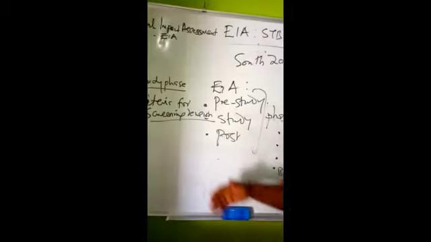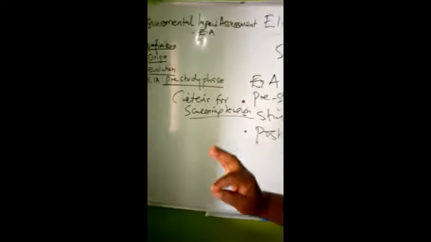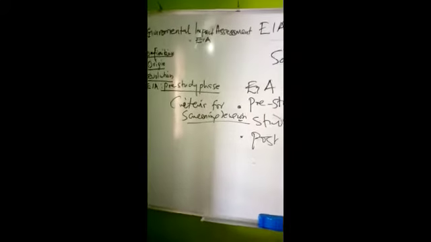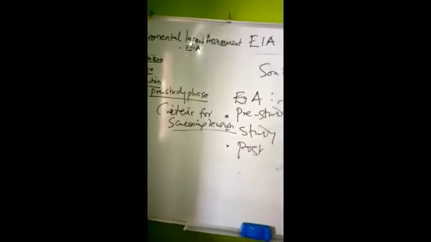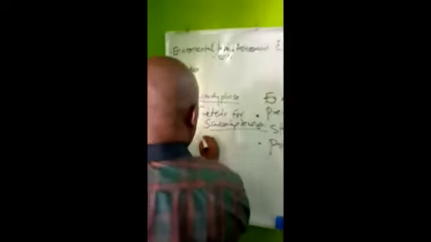Criteria for screening. Screening is when you decide whether a project requires EIA or not. There are 6 criteria for making a screening decision.